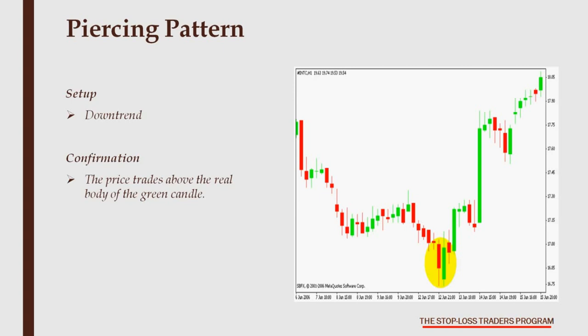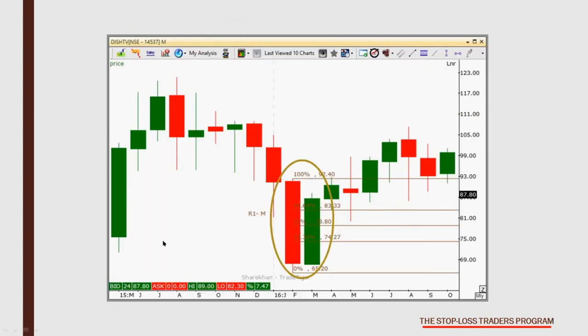So we don't require the conventional confirmation that the price should trade above the real body. It should not be something we look at. Look at this, this was Dish TV. After a fall in price, there was a support on the left of it, and this pattern emerged.